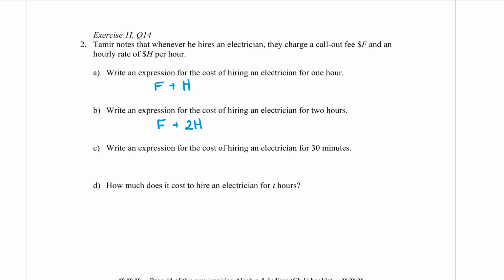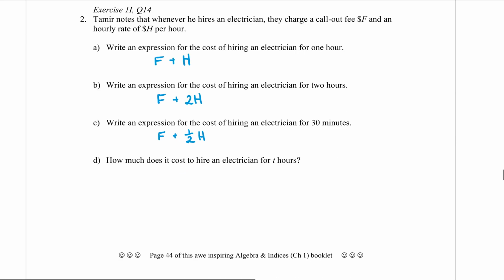Part C, write an expression for the cost of hiring an electrician for 30 minutes. So the same call out fee. Now we can't have 30 minutes, we don't want to go 30 H. That would look like 30 hours. We only have 30 minutes. So we want to change 30 minutes into hours. 30 minutes is half an hour. So I could say that that is half of H. So my call out fee plus half of an hour, half times H.